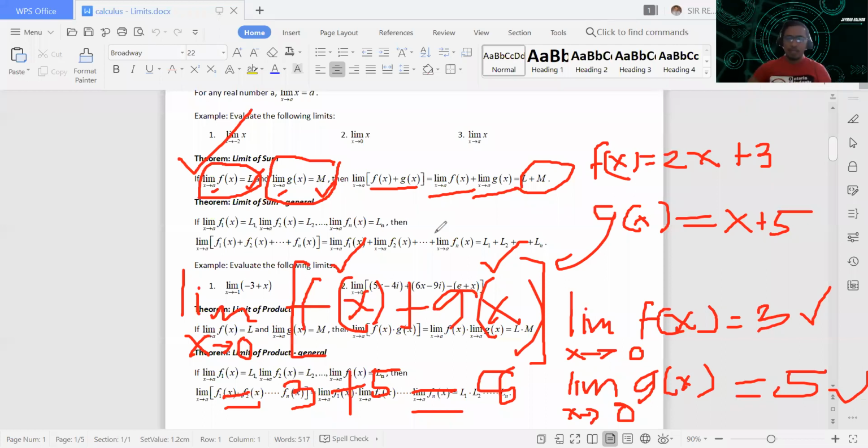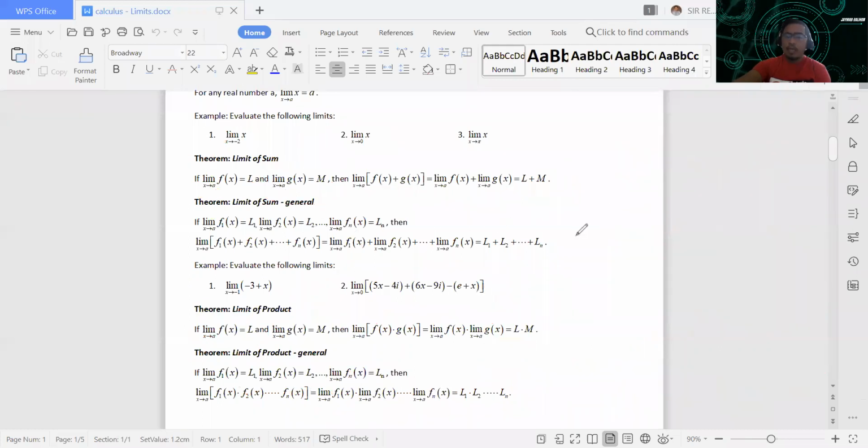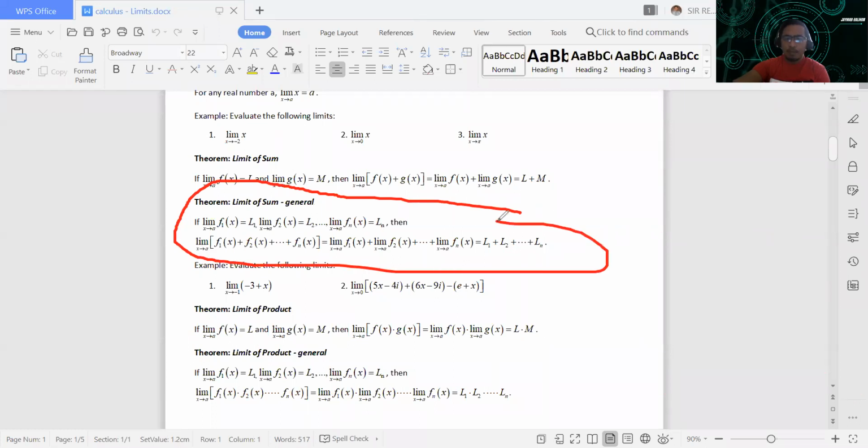Got it? Do you understand? Yes, sir. So that is the limit of a sum. And there is a general limit of a sum. If you say general, it may not be for 2 functions only. It can be extended into many functions.